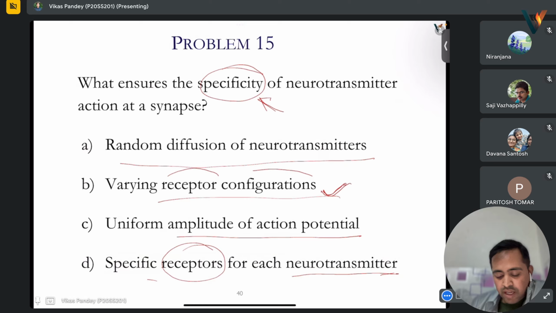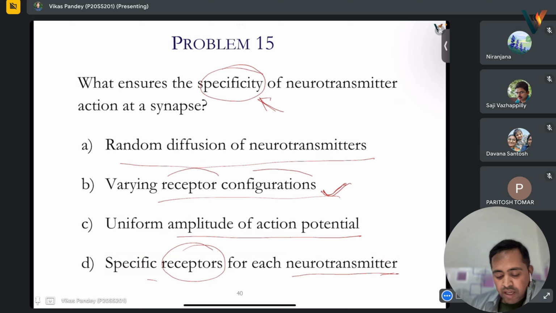When I put this option, I was not talking about varying configuration in terms of active sites and all. I was thinking about the combination of different receptors. But if we are talking about the configuration, it is a confusing option, I say. Is it clear now? Yes, sir. Okay.